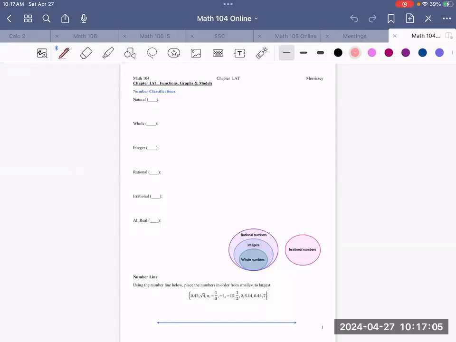Welcome to Math 104, Chapter 1AT, where we talk about functions, graphs, and their models. Now, first up, we are going to be classifying numbers so that when you see it on your homework and they say, hey, put your number into an integer or your answer into an integer or a whole number, we actually understand what that means.